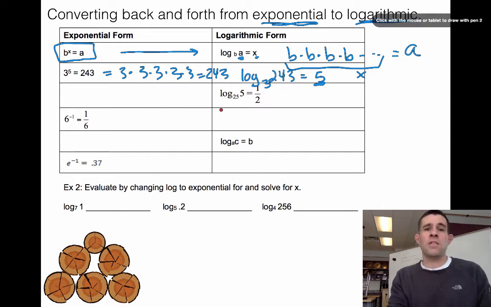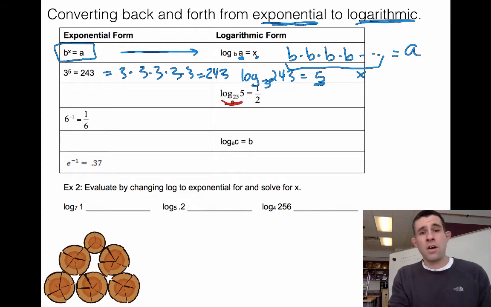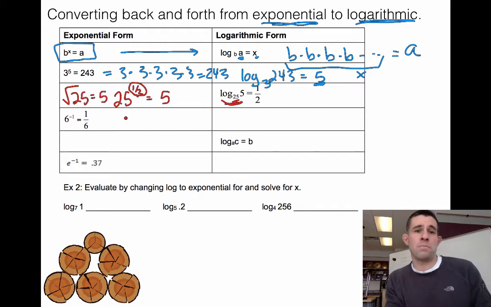All right, let's try this next one now. I'm going to convert back from the log form to the exponential form. So this says log base 25 of the number 5 is equal to 1/2. In other words, 25 raised to the 1/2 power is equal to 5. And that should make sense because you should remember that the 1/2 power is the same thing as the square root. So this is equivalent to the square root of 25 is equal to 5, which is a true statement.